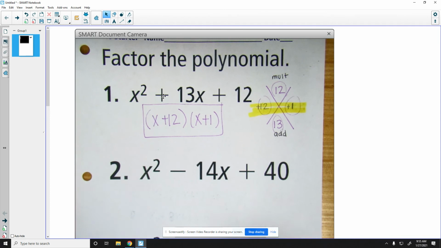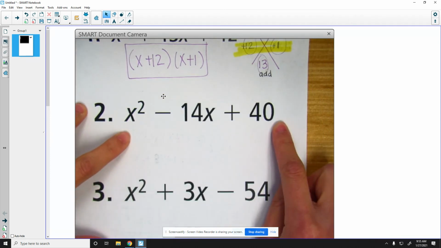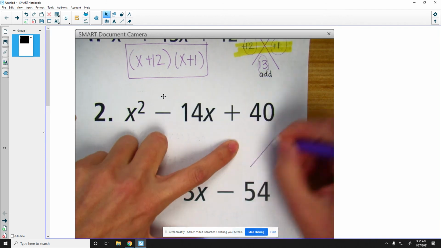Okay, so let's do number 2. For number 2, here's my problem. So I'm going to factor it. Factoring means do big X.